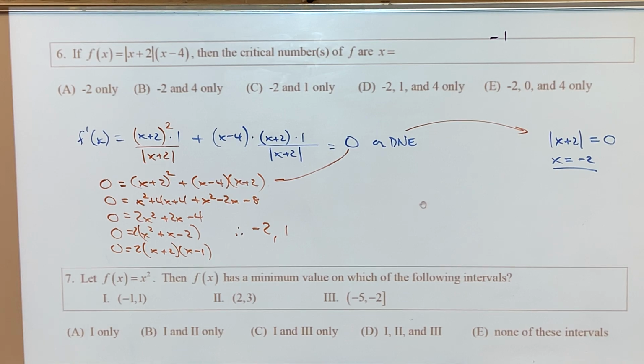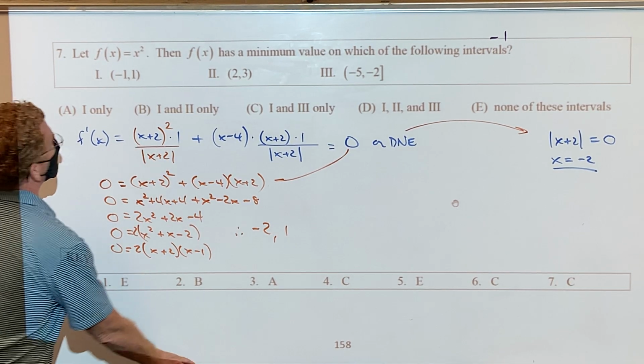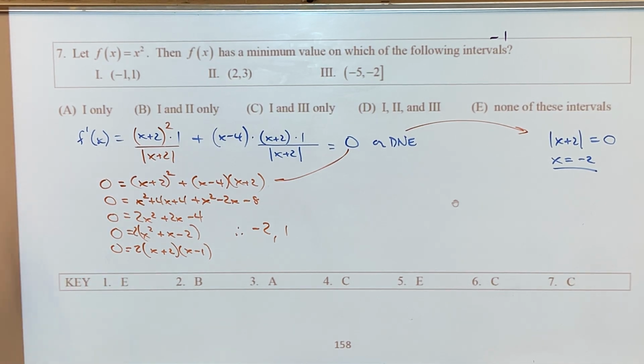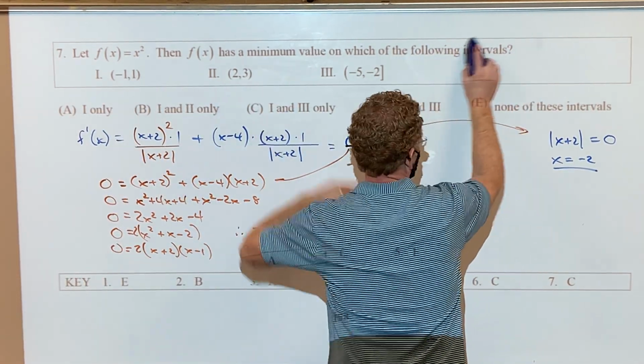What about number 7? Let f of x equal that parabola. f of x has a minimum value on which of the following intervals? A lot of people look at y equals x squared and go, what's a parabola? The minimum is at x equals 0. But this says, has a minimum on which of the following intervals? It's not testing your knowledge of a parabola as much as your knowledge of the extreme value theorem. When are you guaranteed to have a min?